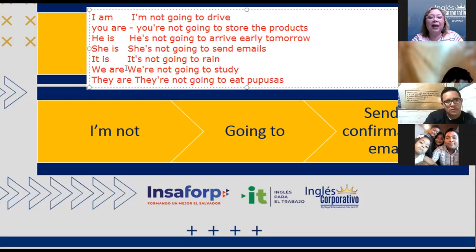Ok, ahí ya los tenemos como armados y sabemos cómo se arma una oración, ¿verdad? Expresando una acción futura, o una acción que no va a suceder en el futuro, ¿sí? En un futuro cierto, ¿sí? Por ejemplo, ellos van a ir a comer, pero they are not going to eat pupusas. They are going to eat tacos, right? Okay, so kind of thing like this.